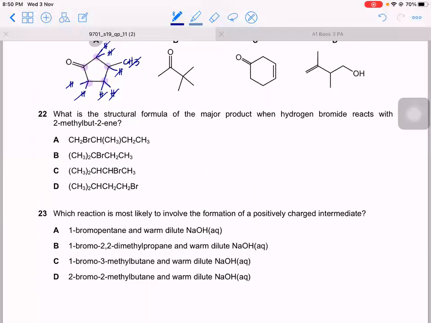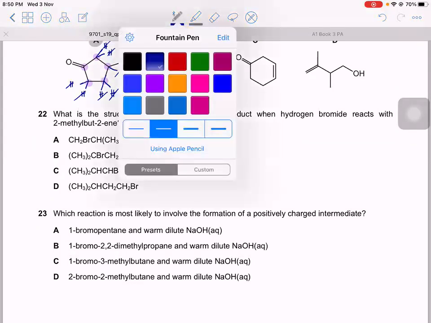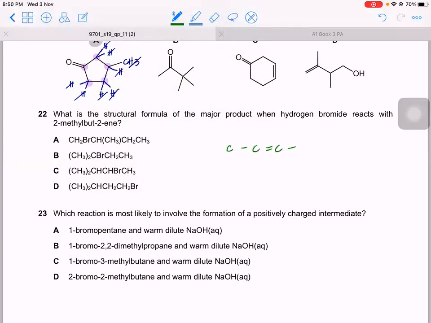What is the structural formula of the major product when hydrogen bromide reacts with 2-methyl-butene? So let's make 2-methyl-butene. Major product, according to Markovnikov's rule, if the hydrogen goes to the carbon which already has more hydrogen, that will give you the major product. So you see this carbon has 1 hydrogen, this has none. So if H goes here, Br goes here, and this becomes a single bond, this becomes the major product.